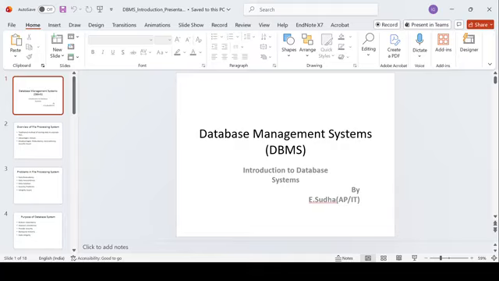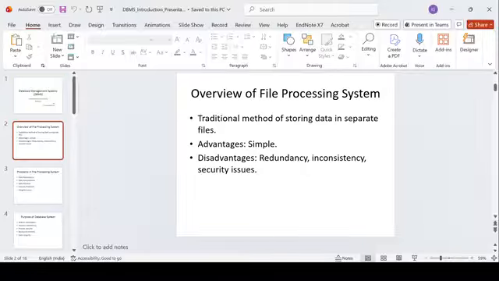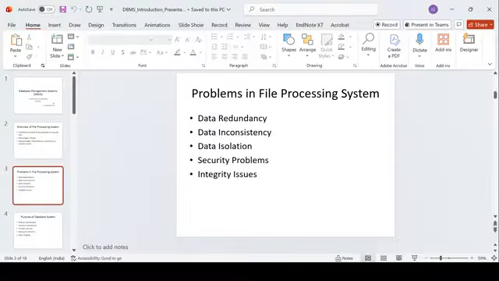So let us start with the overview of file processing system. So in overview of file processing system, before DBMS, data was stored in separate files. This method is simple but creates many problems such as duplicate data and difficulty in managing information.